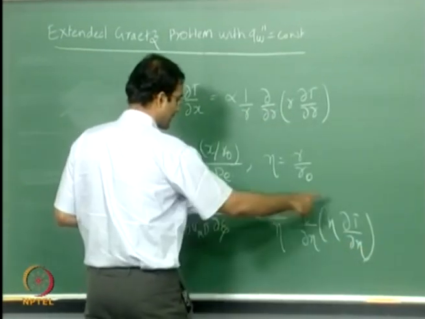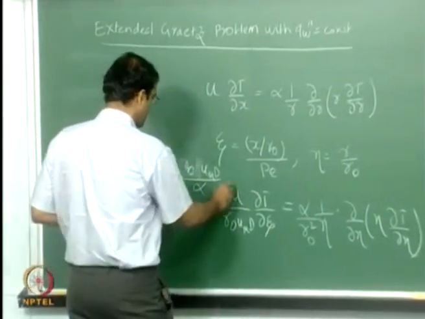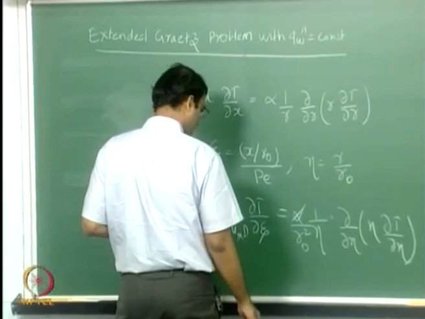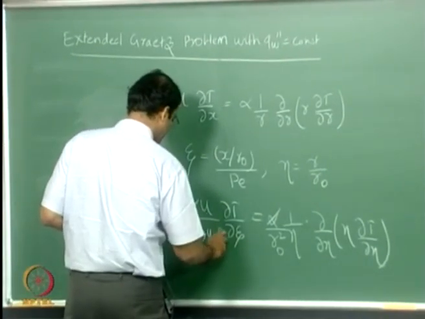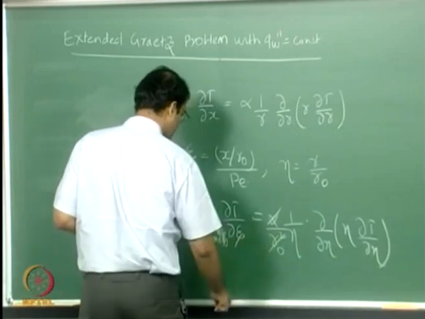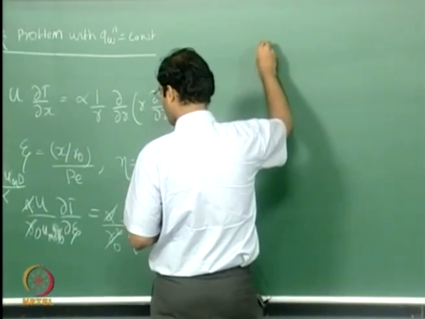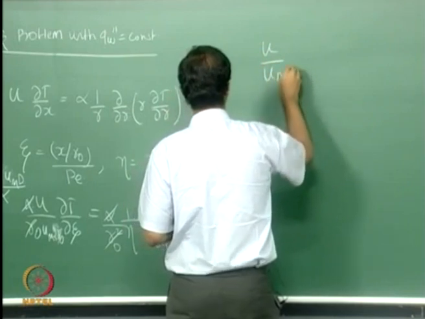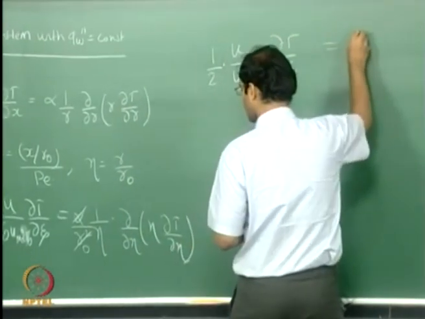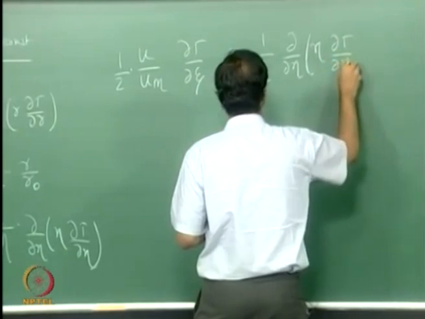Of course the r naught here and here cancel, so I have an r naught square which I have to multiply outside, so my alpha cancels here, and I can also cancel off my r naught, so this I can write as 2 times r naught, so this becomes r naught square, which also cancels off, and therefore I get u by um into 1 by 2 dT by d zeta, which is equal to 1 by eta d by d eta into dT by d eta.